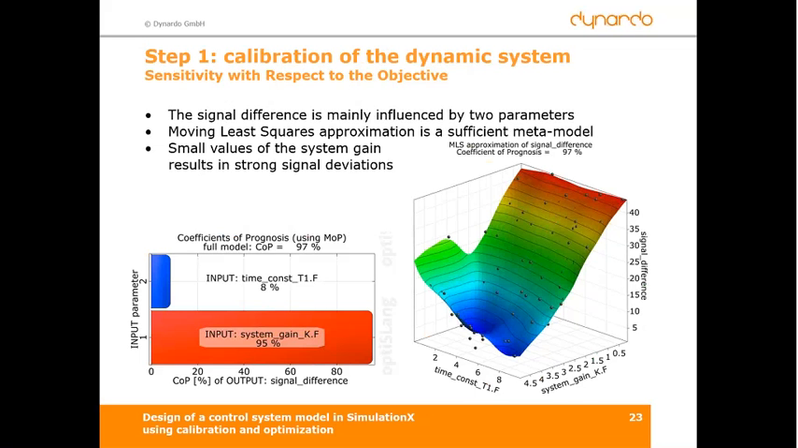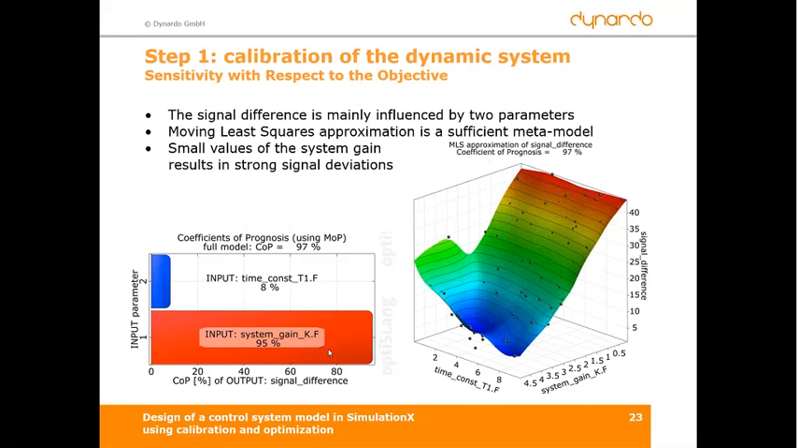Now let's have a look at the sensitivity results of our example. The MOP methodology was applied to the example of determining the characteristic values of the control system. And the obtained metamodel is a moving least squares approximation with a very good forecast quality of 97%. It illustrates that the signal difference is mainly influenced by the system gain and also a little bit by time constant 1. The second time constant and the downtime are of minor importance and were automatically filtered by the MOP.